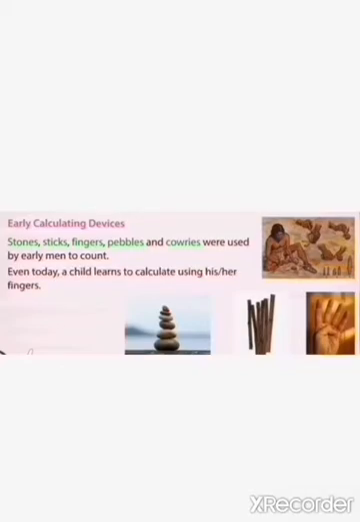Man used his fingertips to count, then he used pebbles and stones to count things. Even today, a child learns to calculate using his or her fingers. As human being was very curious and always in search of the best solution, this curiosity led him to develop the first calculating tool called Abacus. Abacus was the first calculating device invented in China over 5,000 years ago.